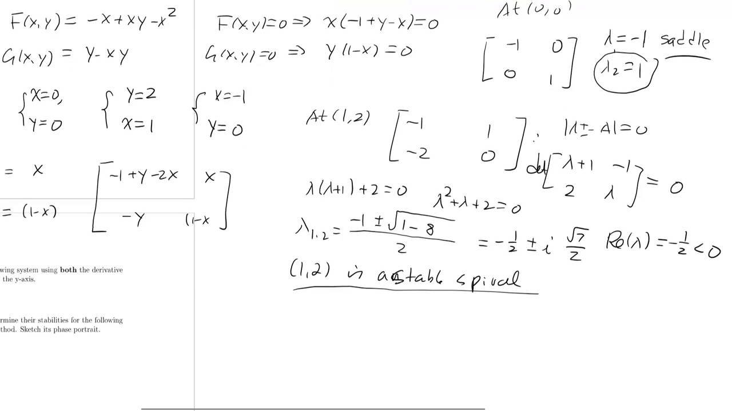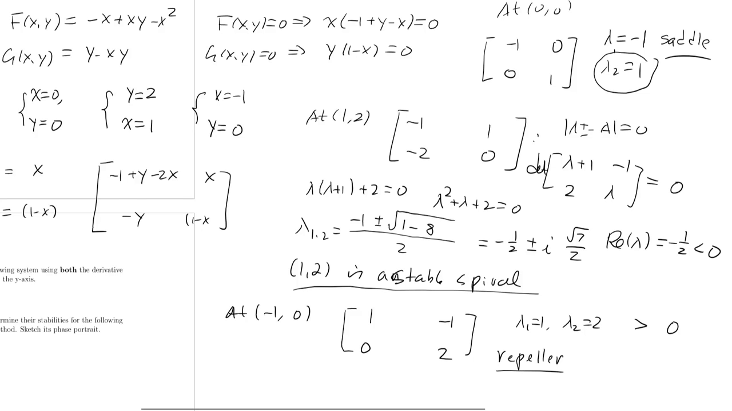Now we have our last point to look at. It's just exactly the same. So now we have the point x is negative 1 and y is 0. Look at the same Jacobian matrix, plug in the values. X is negative 1 and y is 0, and this one over here is 2, and this one over here, x is negative 1, y is 0, so we're going to have 1 over here. And then we see lambda 1 is equal to 1, lambda 2 is equal to 2. Both of them are bigger than 0, and this is a repeller. Of course, repeller means unstable.